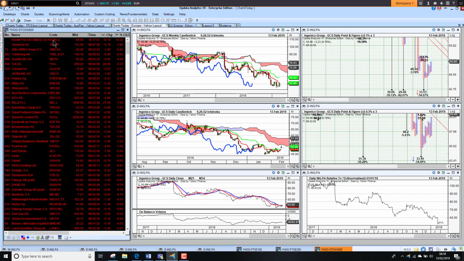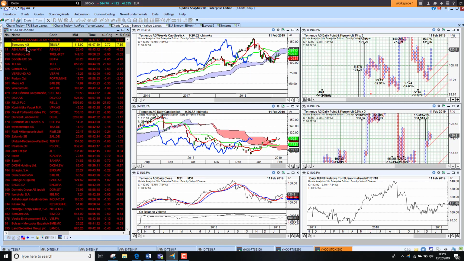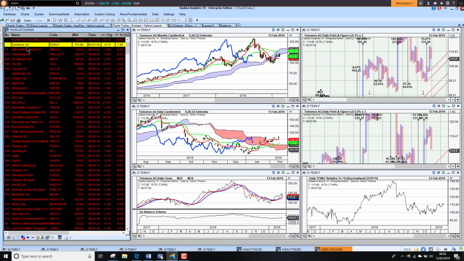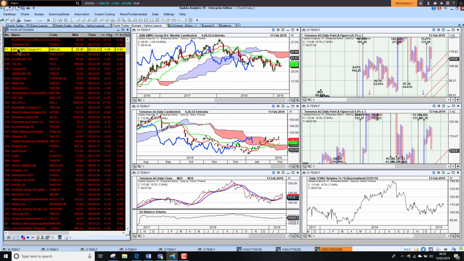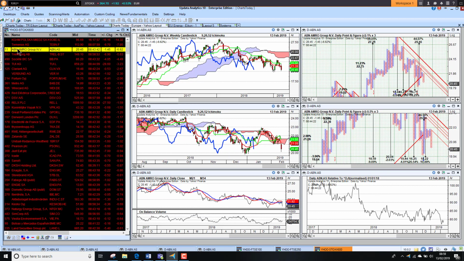On the downside, just looking for the big falls, Tremonos down 7.8%, so just hitting medium-term resistance on the chart. ABN AMRO Group down 6%. So again, not looking as strong there.